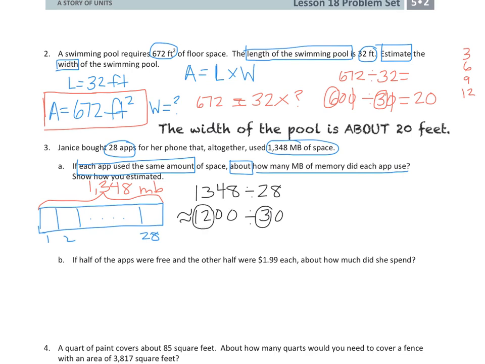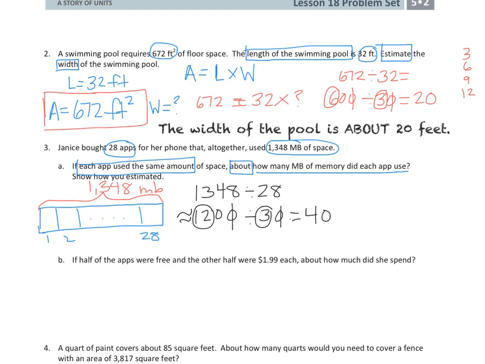So we have 12 divided by 3. And that's going to be 4. Eliminate your 0 in the divisor and eliminate 1 0 in the dividend. So that means that 40 is going to be the estimated quotient. So that means each app uses about 40 megabytes of memory.